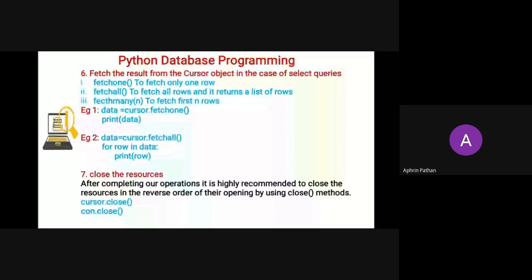Then the seventh step, close the resources. Whichever connection object you have created, you can close it with the help of the close method. It is mandatory that whenever you open any file or any database connection, you should close that connection. So cursor dot close or con dot close. You can use the close method with the cursor object and the con object also. So these are the 7 steps for connecting with any database.